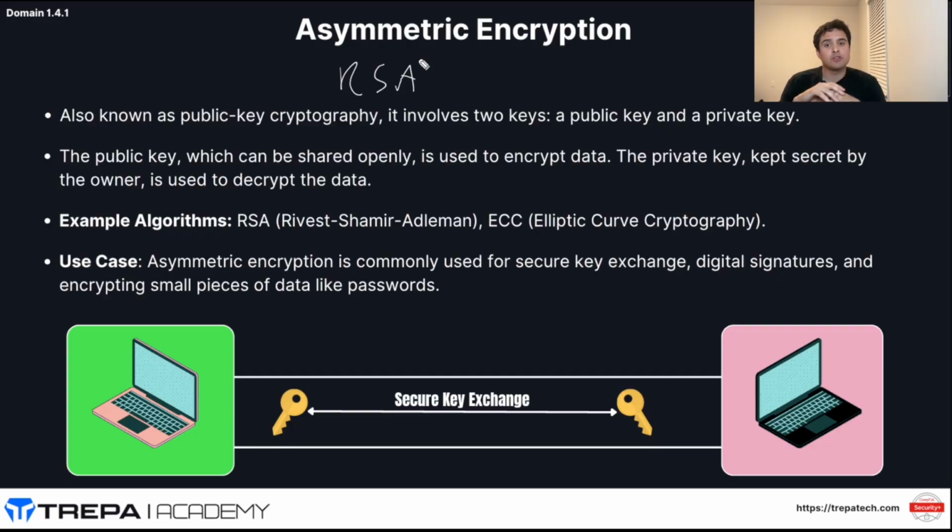So when is asymmetric encryption used? It's used for secure key exchange. It's used for things like digital signatures, which we're going to learn about, and encrypting small pieces of data like passwords. And really, what we're going to talk about here is how asymmetric encryption does secure key exchange and digital signatures. But before we get even to that step, let's go over just how it works.